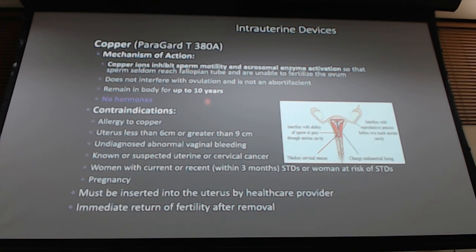Again, it's not interfering with ovulation, it's not an abortifacient, and it can remain in for up to 10 years. After those 10 years, if they want it replaced, you can put in a new one. Contraindications all kind of make sense.